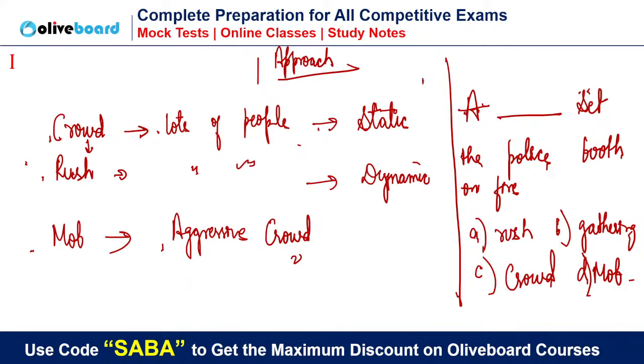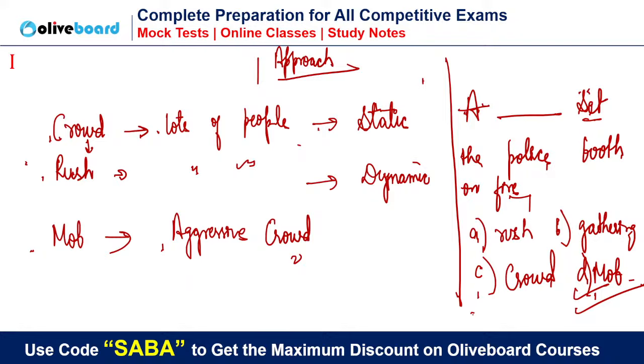Tell me, which word will go? All are synonyms. A, B, C, D. Quickly, everybody tell me which word will you choose? A rush set the police booth on fire. A gathering set the police booth on fire. Or a crowd set the police booth on fire. Only mob will go, because "set the police booth on fire" means there is anger. Aggressive crowd will be called mob.